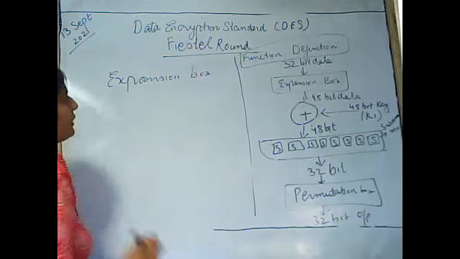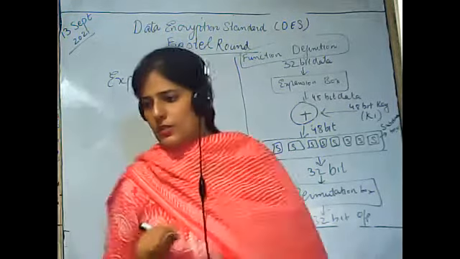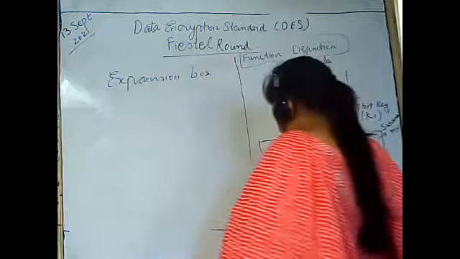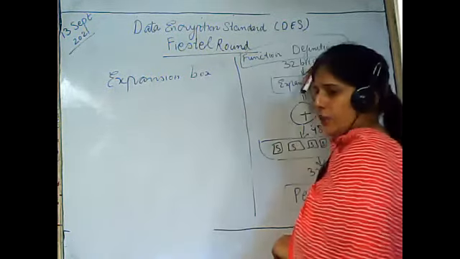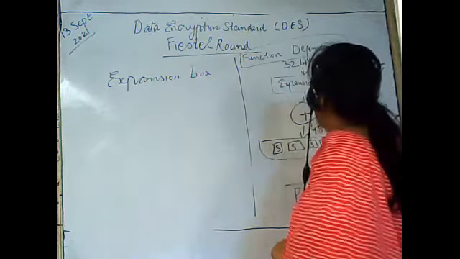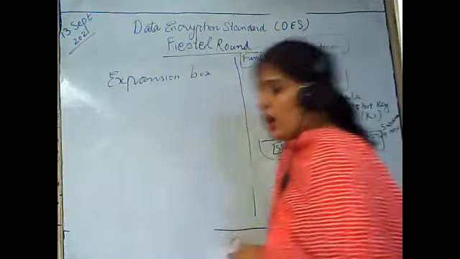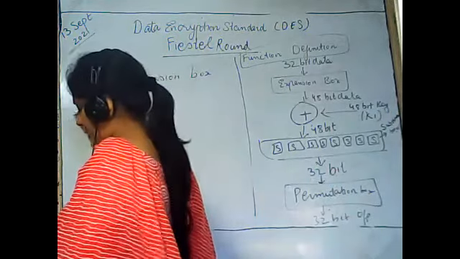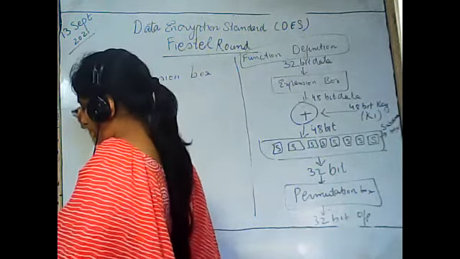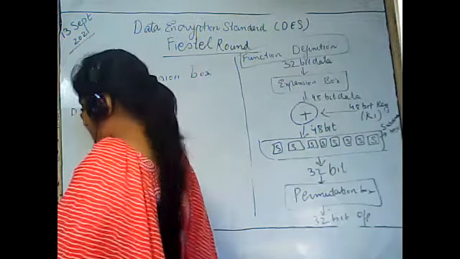So what we have done over here, there is an expansion box here. Okay. So what is happening in this expansion box? What are we expanding? We are expanding 32-bit data to 48-bit data. Now, how have we done this? Now, let's suppose we are having some text like this.